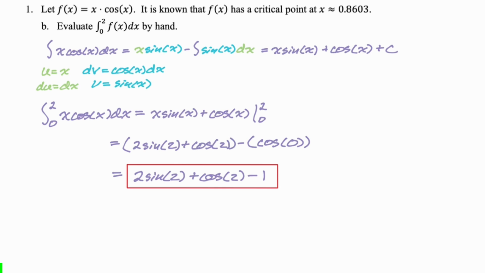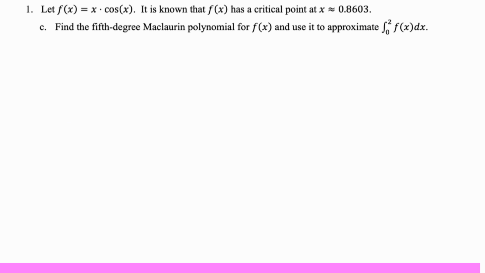Let's look at part C, which is sort of related. We want to find the 5th degree Maclaurin polynomial, meaning centered at 0, for f of x, which is x cosine of x, and use it to approximate the integral from 0 to 2 of f of x dx. Okay, so start off with cosine.